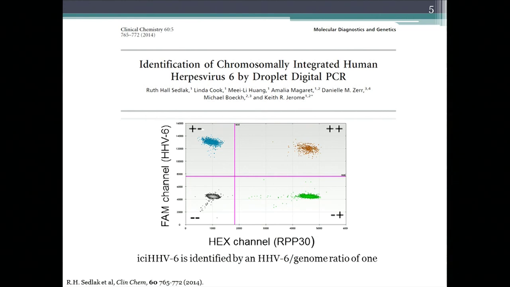And this is an example of what a plot would look like on a person with integration. This is a cell line example where there's one HHV-6 for every cellular genome. That is the ratio you would expect in a patient whose blood cells you test in integration. You'll have one HHV-6 genome for every cellular genome.